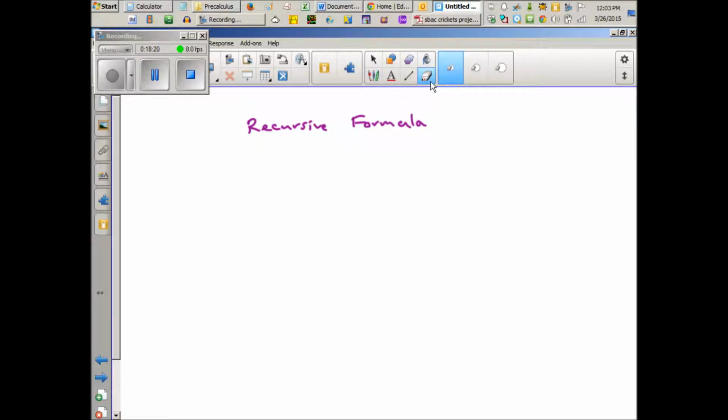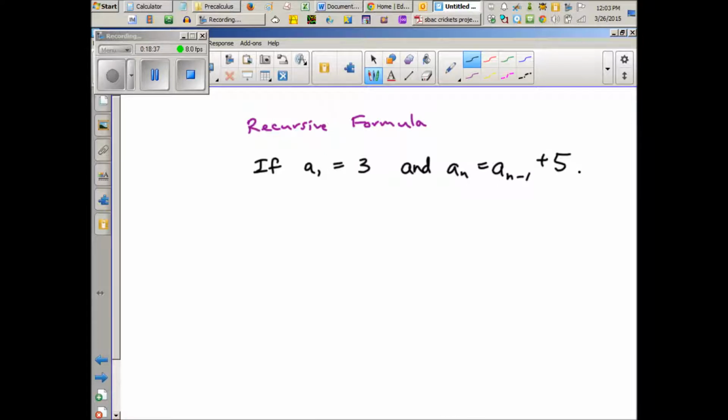What is a recursive formula? So everybody write this down, okay? If I say this, A1 is 3, and A sub n equals A sub n minus 1 plus 5, this is not a challenging problem. I'm just going to ask you to find the first 4 terms. Okay, find the first 4 terms and the general term.